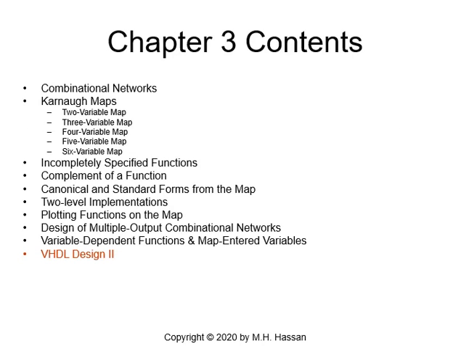The contents for Chapter 3 are combinational networks. We talked about Karnaugh maps, 2 variable K maps, 3 variable K maps, 4 variable K maps, 5 variable K maps, and 6 variable K maps. We talked about incompletely specified functions and complement of a function. We talked about standard forms and canonical forms, sum of products and product of sums, and max terms and min terms.